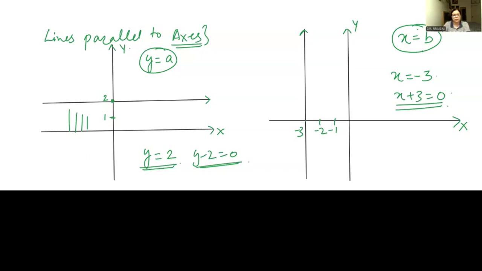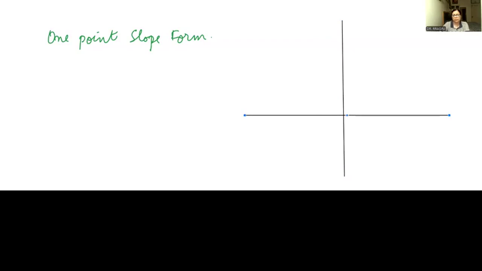The next format is one-point slope form. As the name says, let me draw the line first. Let this be our line. This is y-axis. This is x-axis.